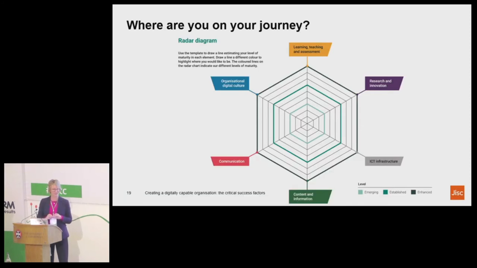So where are you on your journey? We have some templates at the end of the model, which just provide some ways of you being able to look through the indicators, see where you across the organisation might be. And it's there to be used in cross-team conversations. We have a little radial diagram at the end where you can plot where you might be in terms of the different areas across the organisation. So they're really tools there to support your conversations in terms of where you are and where you might hope to get to with some prompts.